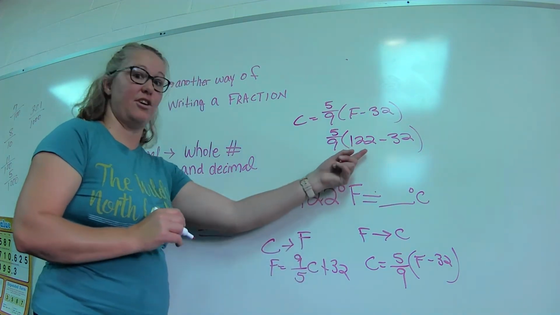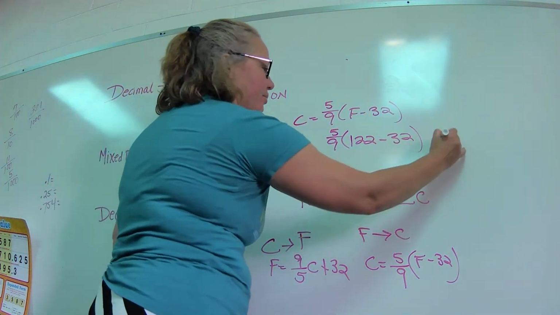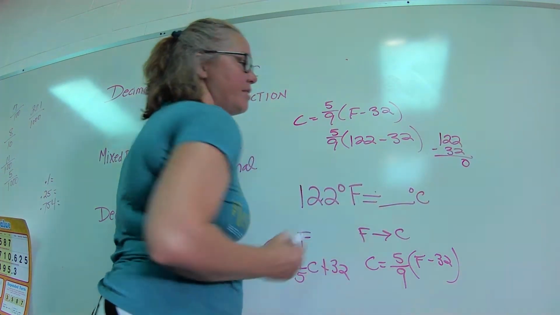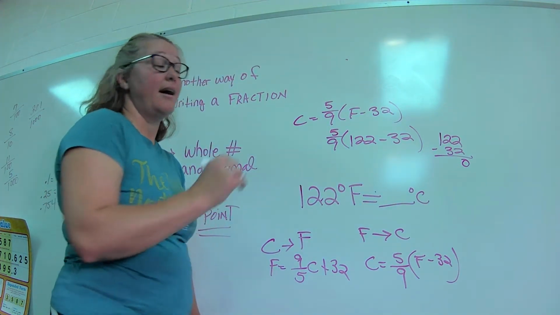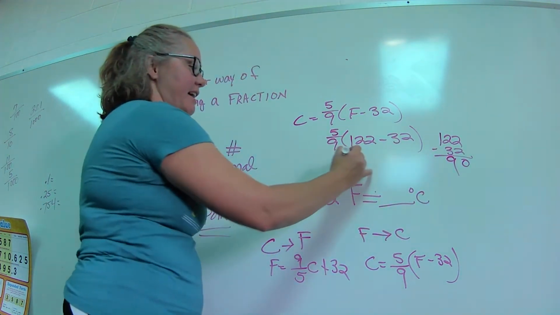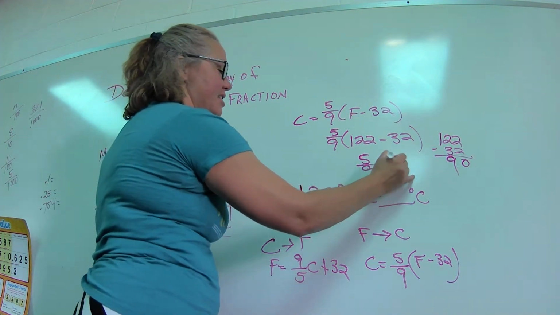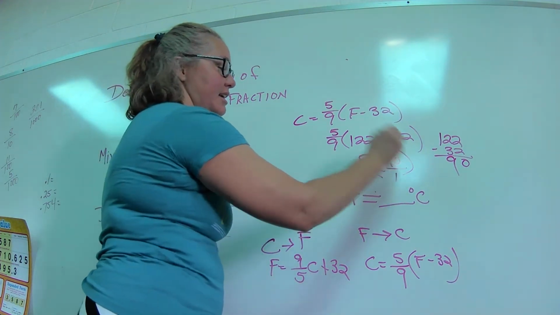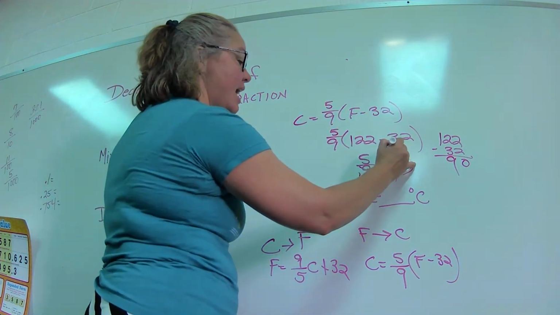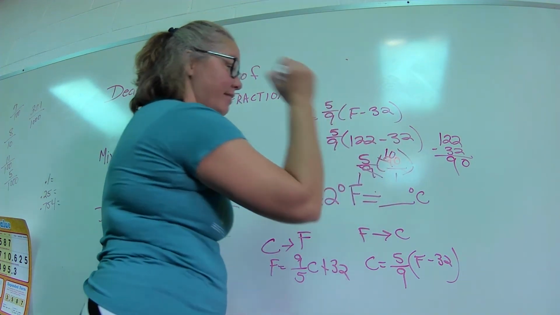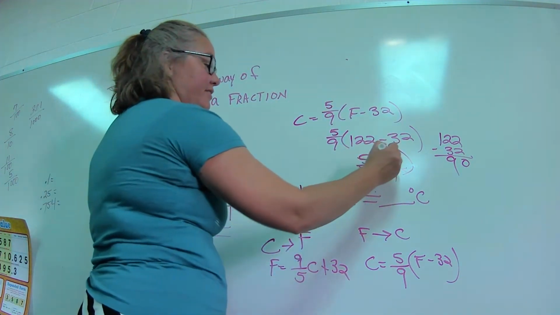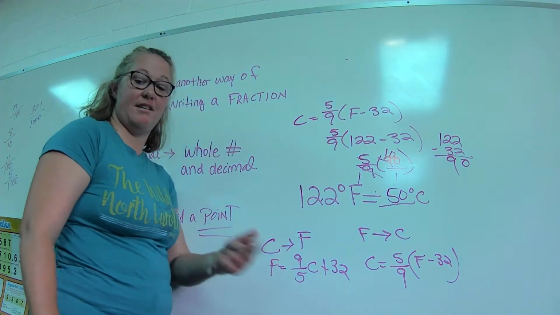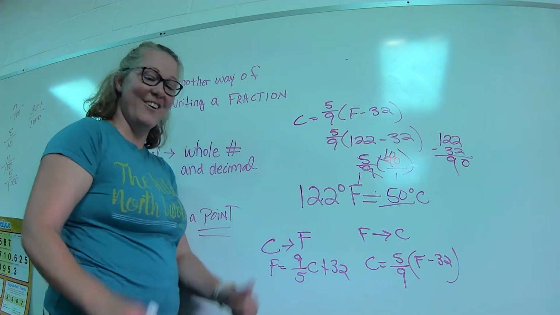And when I solve it, I start with parentheses first. 122 minus 32. 2 minus 2 is 0. 12 minus 3. That would be 9. So now we have 5/9 times 90. We're going to use cancellation. 9 goes into 9 once. 9 goes into 90 10 times, right? 10 times 9 is 90. So now we have 5 times 10 gives me 50 degrees Celsius. Did you get that? Awesome.